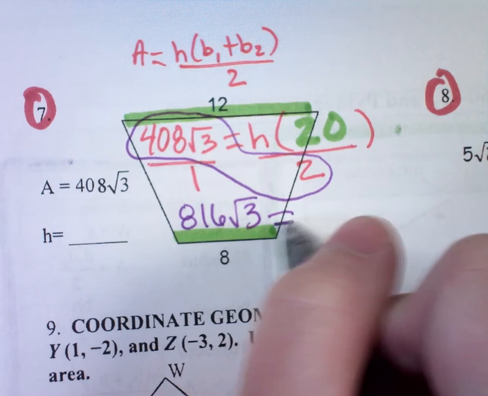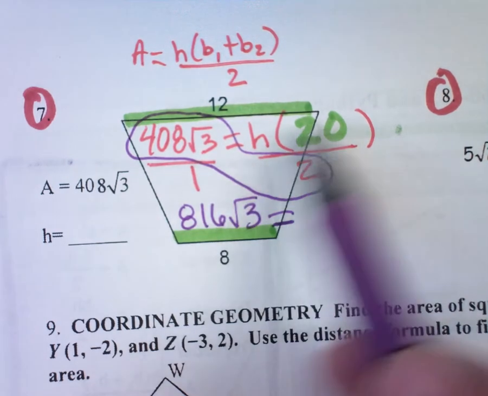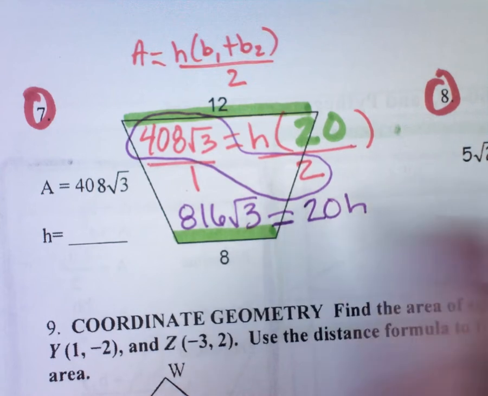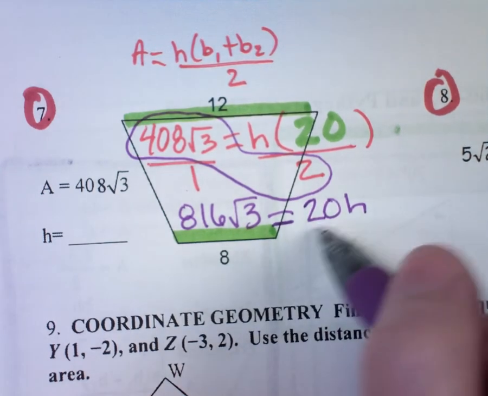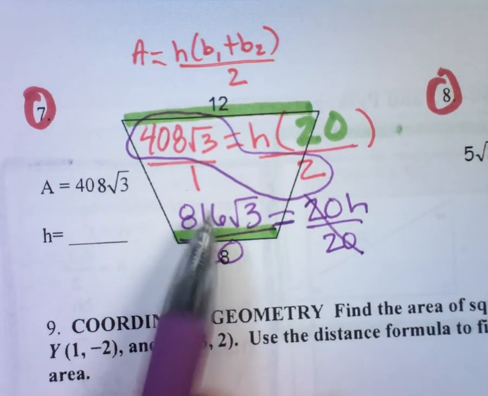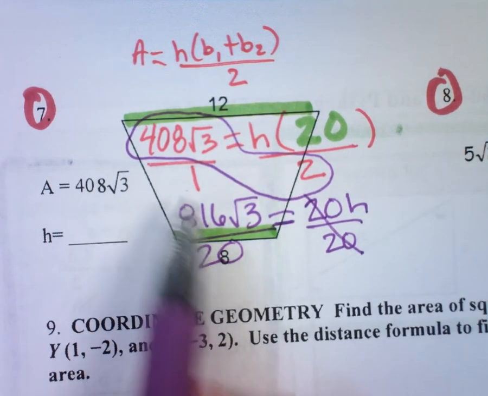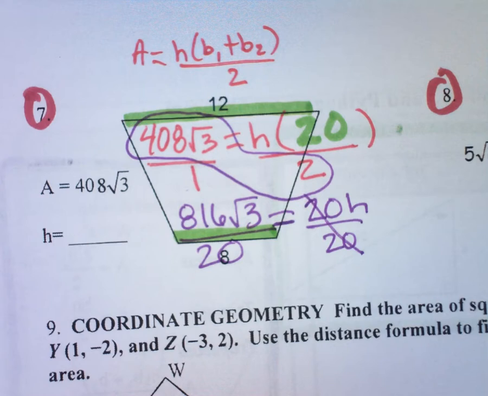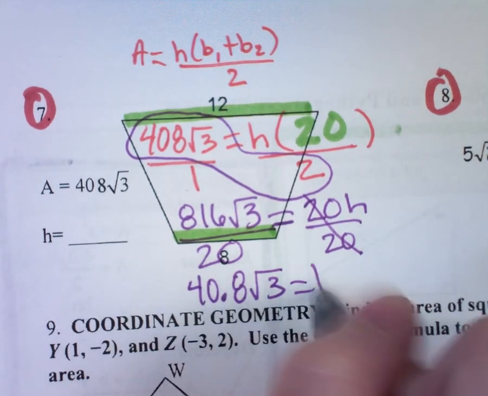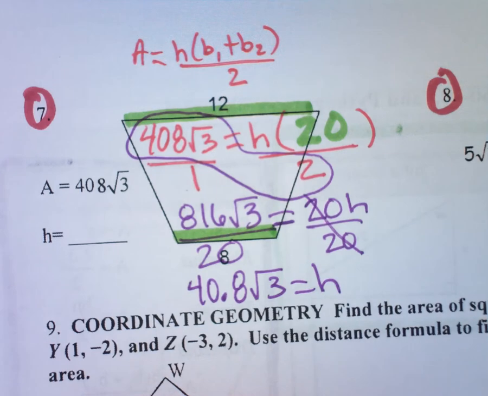And then when you multiply the other diagonal, what's 20h times 1? 20h. Okay, to get Mr. H by himself, what would you do? So I would divide both sides by 20. Now the only thing you're going to divide by 20 is the 816. So what do you get if you take 816 and divide that by 20? 40.8, and then I just recopy the square root of 3, and that's your height. And we're done.